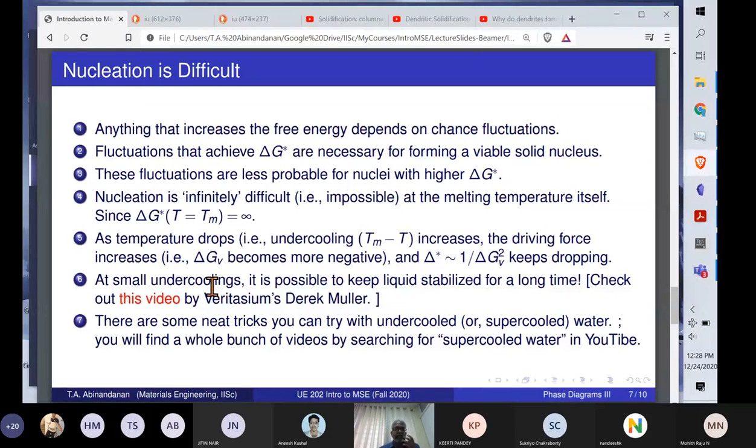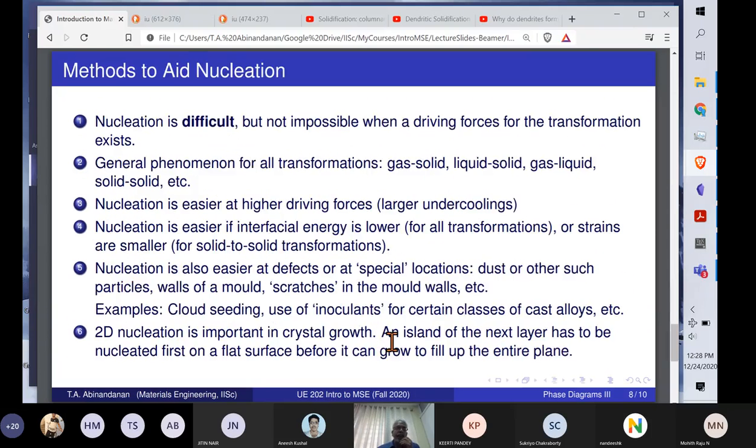At small undercoolings, of course, it is possible to keep the liquid stabilized for a very long time indeed. And so that is the video that you just saw. You can actually play all kinds of neat tricks with super cold water. Just check YouTube for this phrase, super cold water, and you'll find a whole bunch of things there.